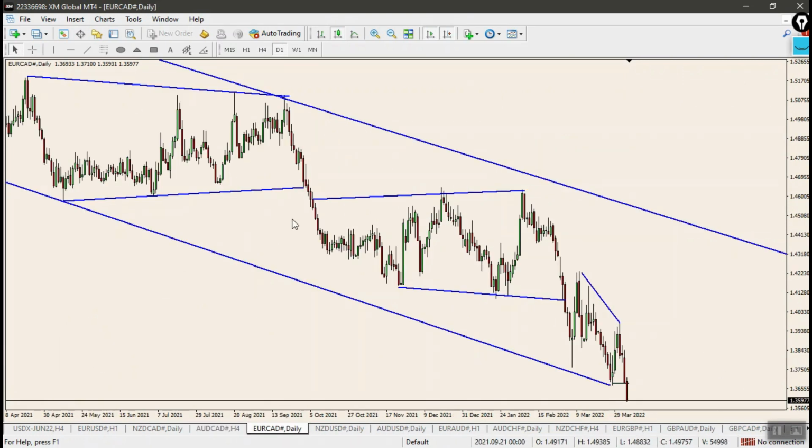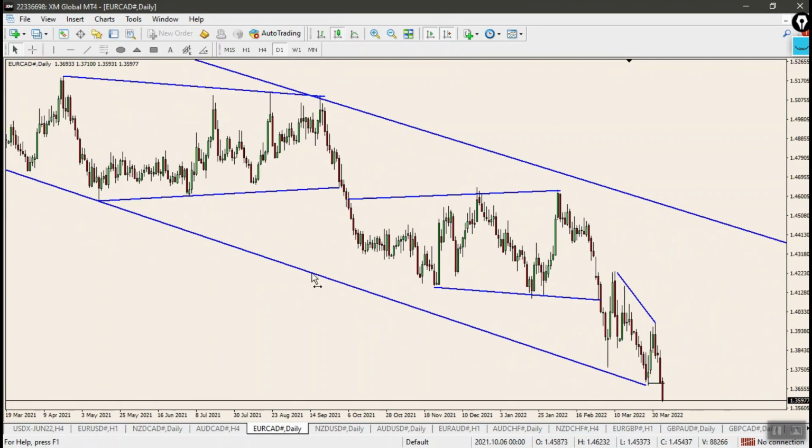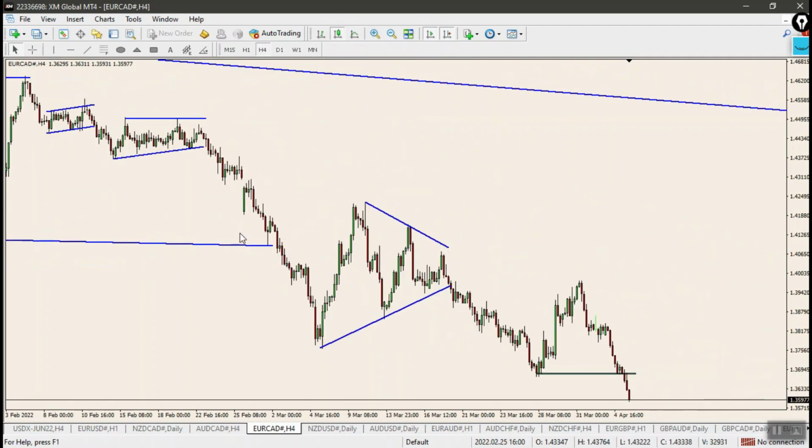With EuroCAD, we have a very large structure here. We come from an expanding triangle, which you would have entered somewhere up here to the low, and when we go to the 4 hour, we see a triangle right there.